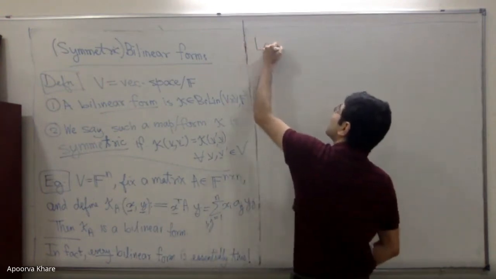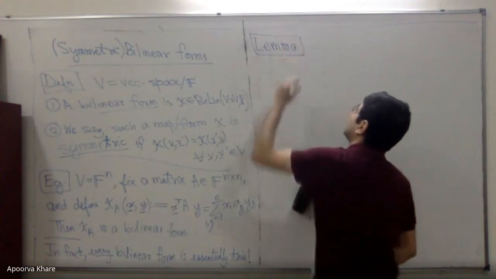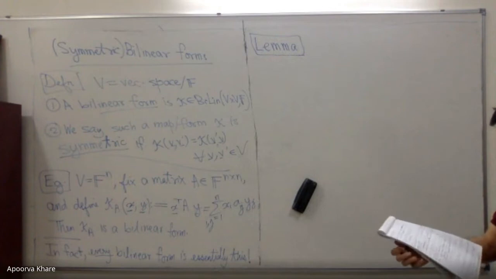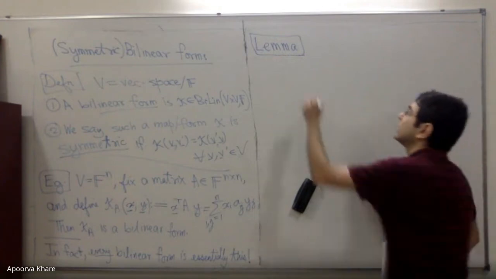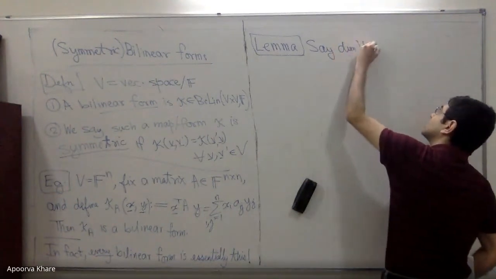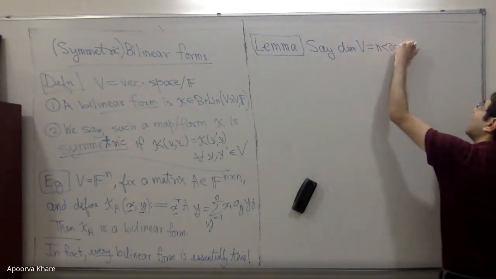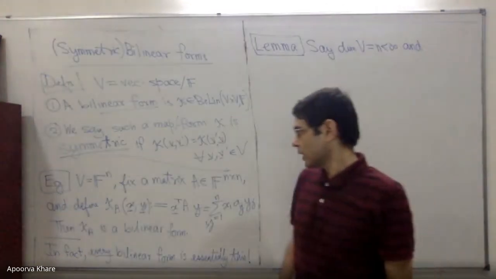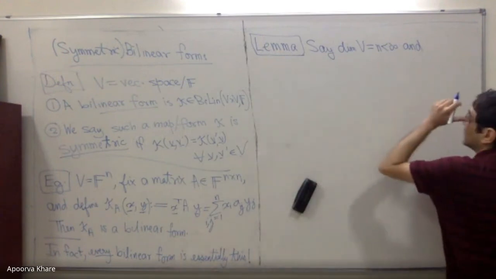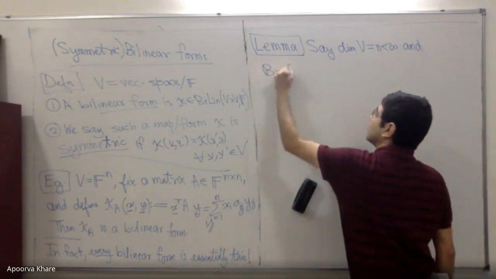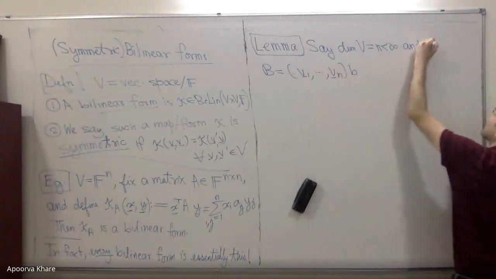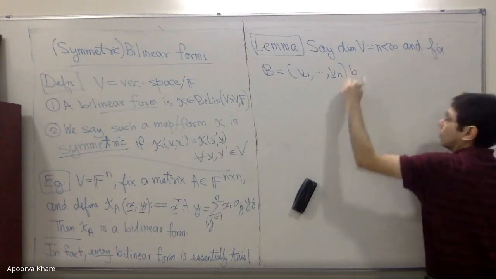Lemma, and it's not even something profound, so I just call it a lemma. Okay, so let V be finite dimensional, of course, we want it to be finite dimensional. Say the dimension of V equals n, which is finite, and let me fix any ordered basis B, v1, v2, ..., vn, and fix B an ordered basis of V.